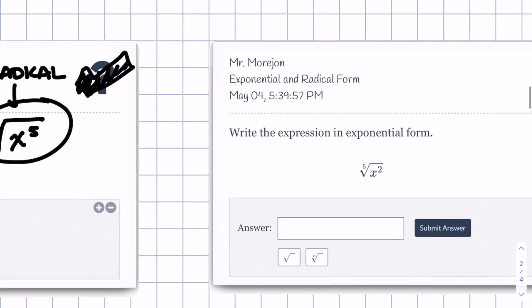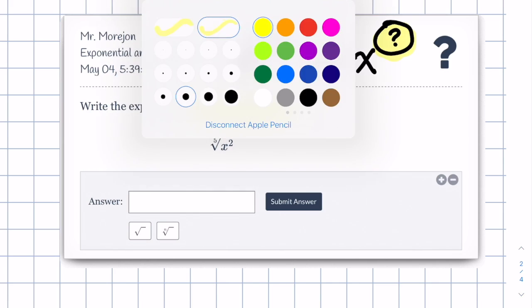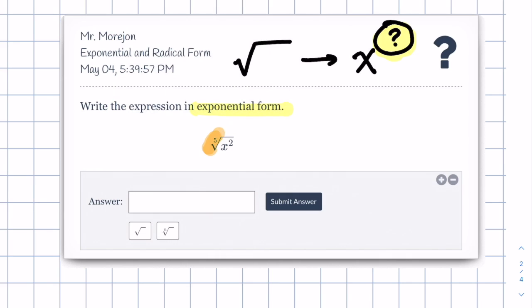Okay, I can also do this one. So this one's going backwards. So notice this one says write it in exponential form. So that means you're going to take a radical and you're going to transform it into x to some power. So your goal is to figure out, what is this power? What should the exponent be? Well, the main thing I would say to do is to locate your radical. So there's my radical, and you will notice that it is a 5th root, which means your power should be 1/5.